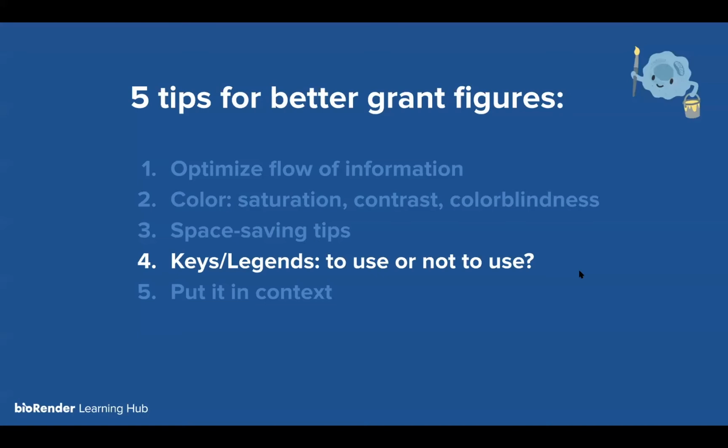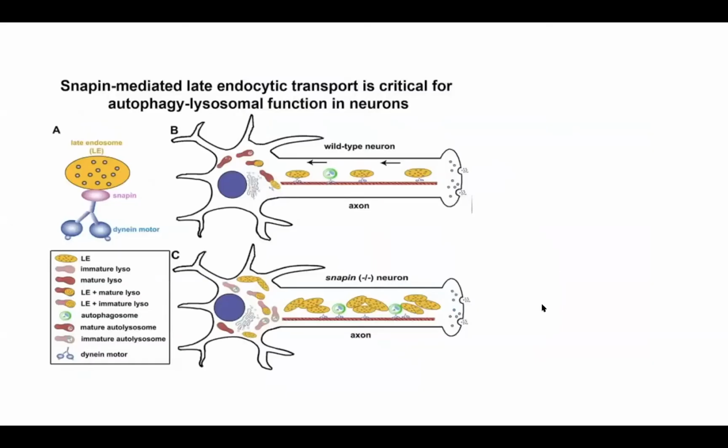Okay, so keys, legends, to use or not to use. I'm just going to go through this really quick so that I can get to the demo part. But the problem we usually see with keys or legends is that a lot of the elements end up looking very similar. So you've probably seen images like this where some of the icons, or symbols used, start to look very similar. And so you're constantly looking back and forth.